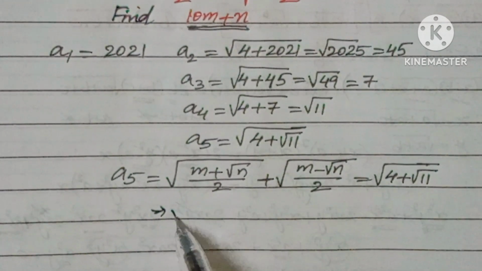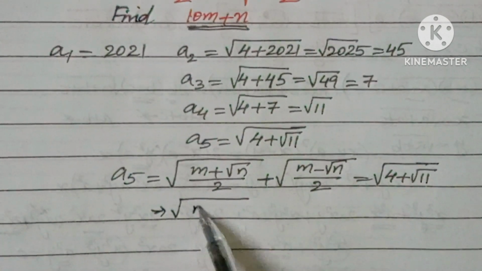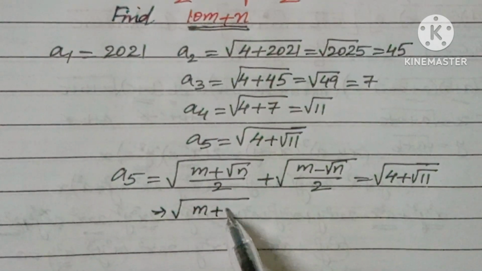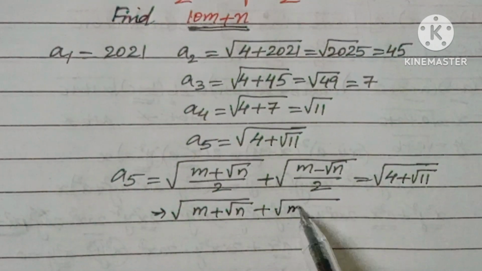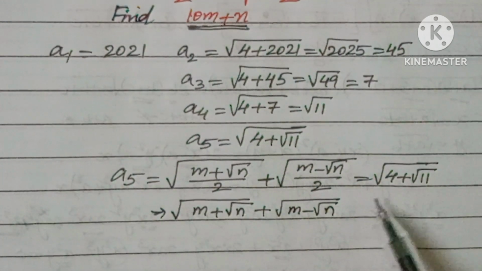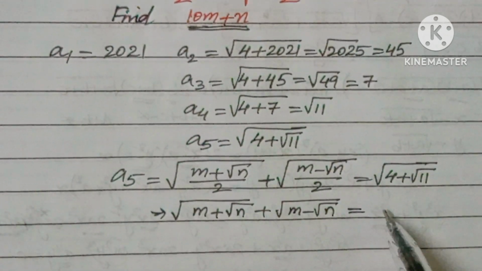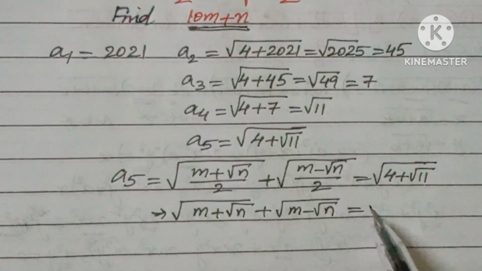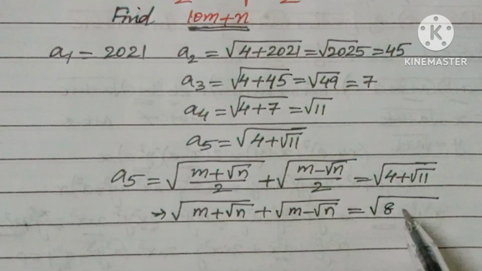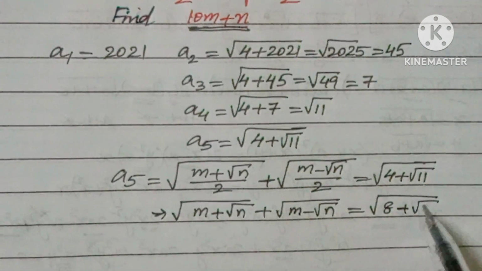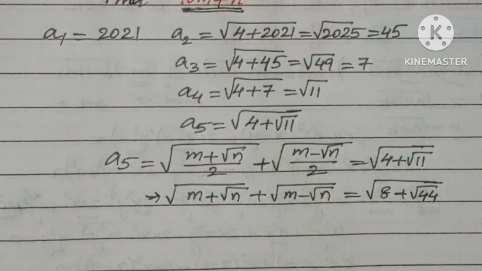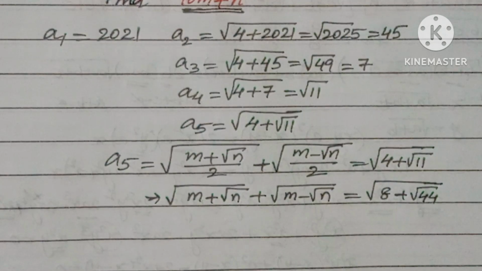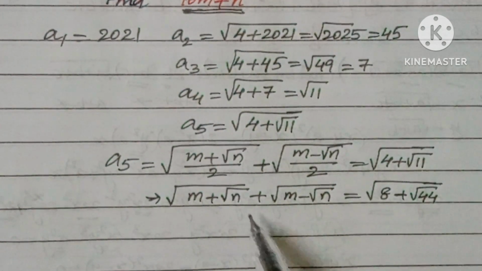Now this can be written as square root of m plus root n plus square root of m minus root n is equal to, multiplying with root 2, root 8 plus root 44. Now squaring on both sides.